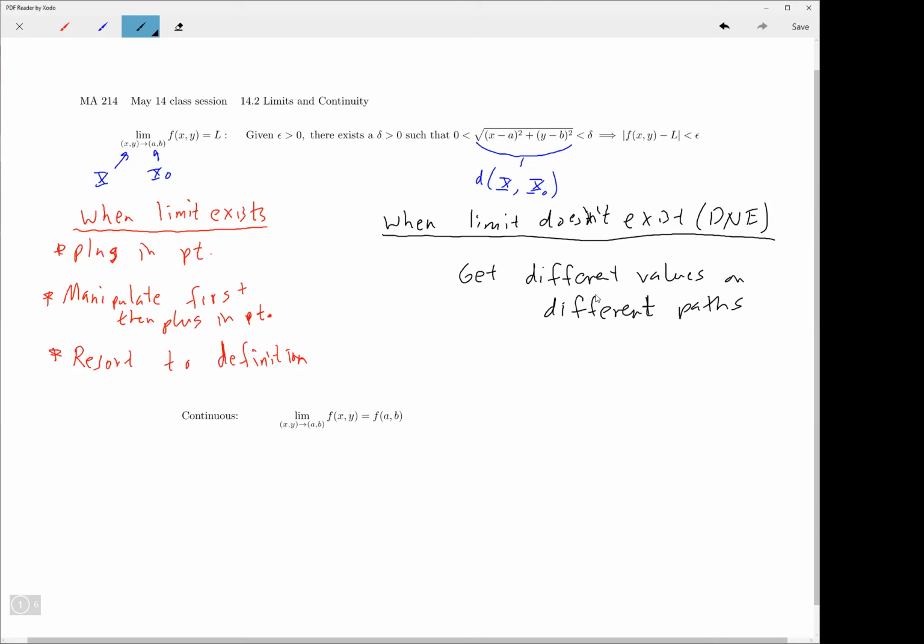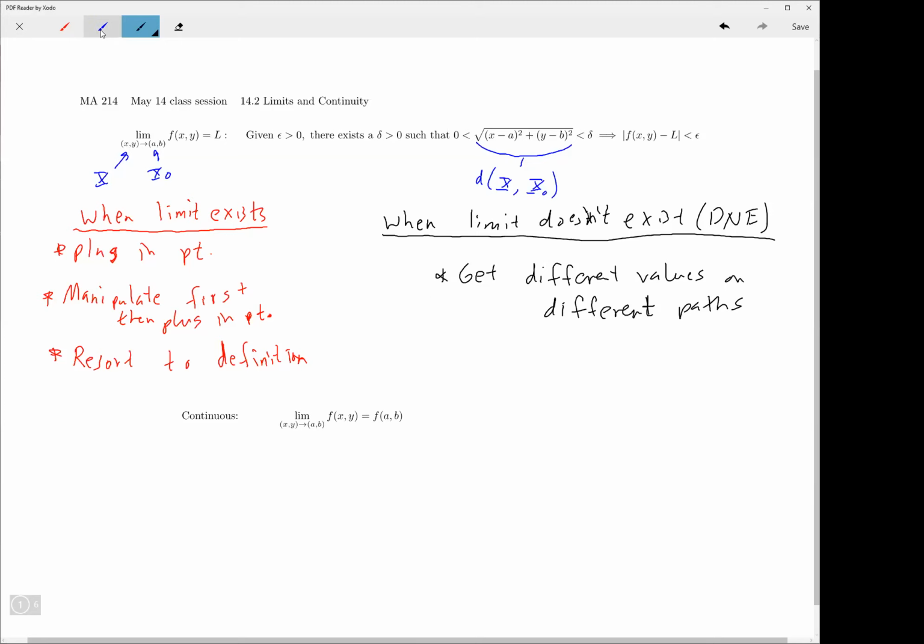Okay, but if you take a couple of different paths and you get the same limit on 2 different paths, it doesn't necessarily mean that the limit exists, though. So this only works when the limit doesn't exist. You take 2 different paths and you get different values, then the limit doesn't exist. Okay, and I'll try to show you some of each of these examples here.